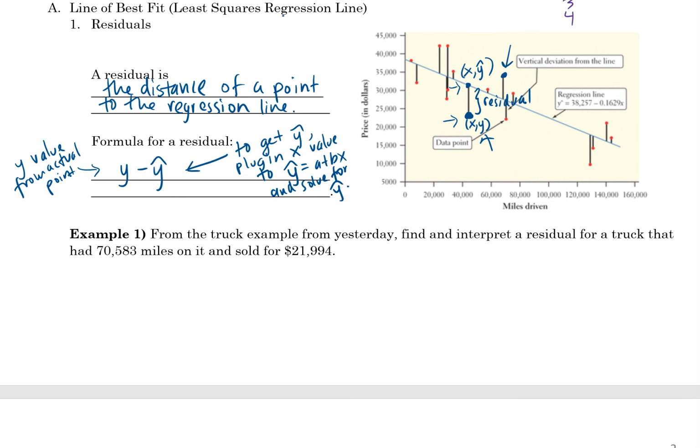Okay, so example 1. From the truck example from yesterday, so same equation. If you need to go back and look at the equation, it's actually right here for you. So from the truck example from yesterday, find and interpret a residual for a truck that had 70,583 miles on it and sold for $21,994.